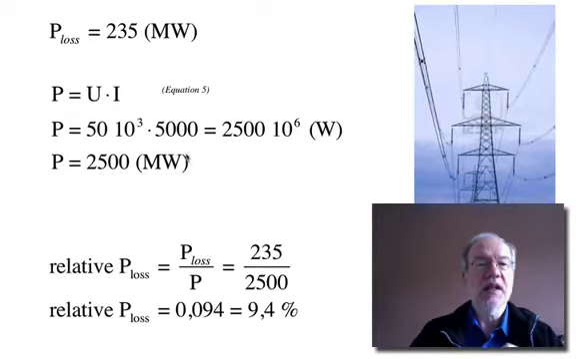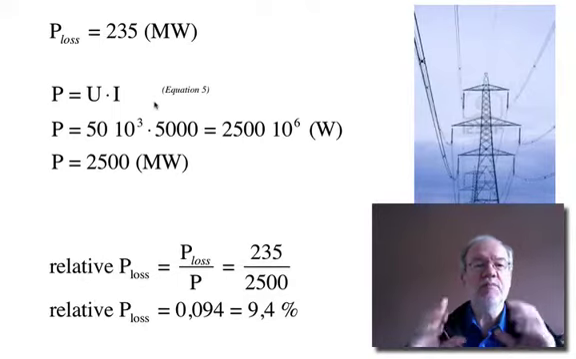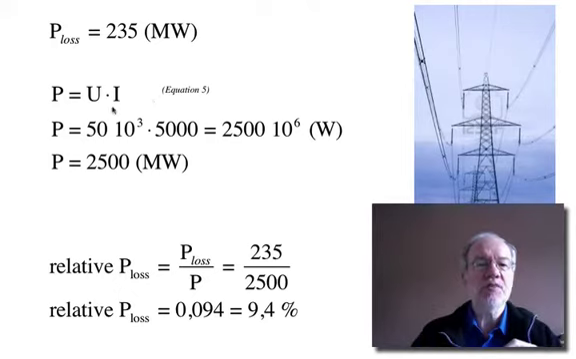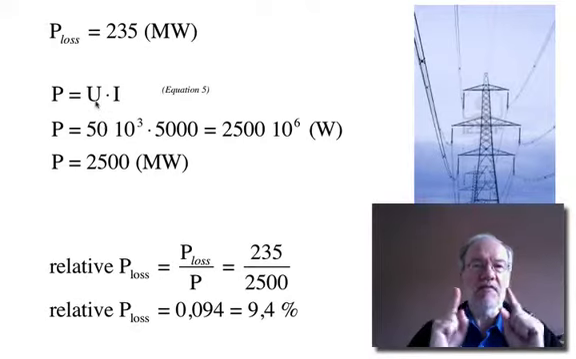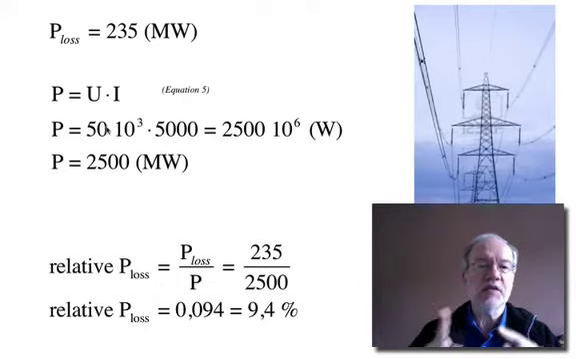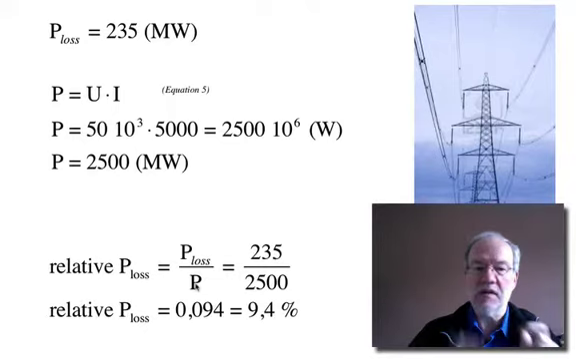And if we want to calculate the percentage, it is very simple. We already have the power loss in megawatt. Now we calculate the power of transmission: the power transmission is the voltage multiplied by the intensity. Don't forget, the voltage must be in volt, and in the exercise we speak about kilovolt. Kilovolt is 1,000 volt, and you obtain this number of megawatt, 2500 megawatt. The relative power loss is the power loss divided by the power transmitted, and you obtain 9.4%.